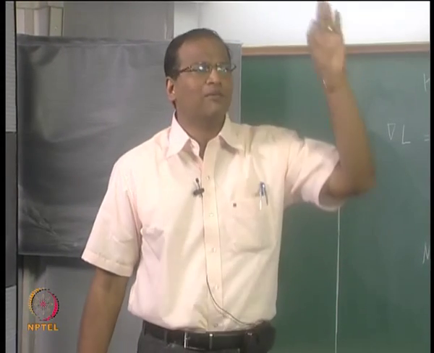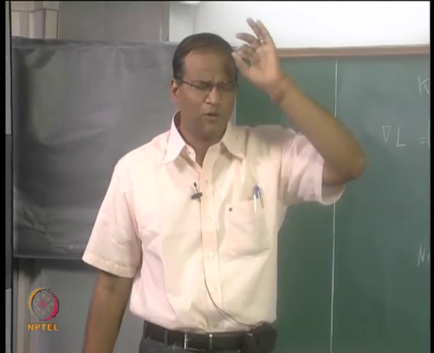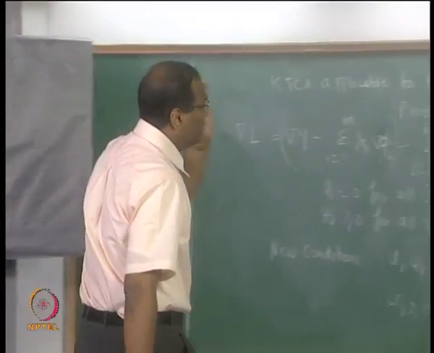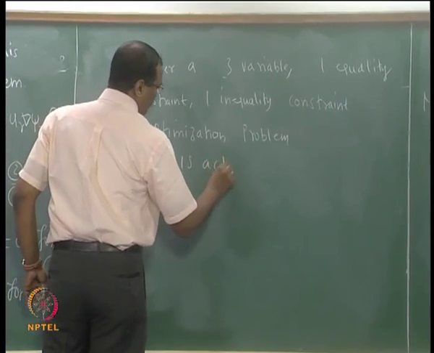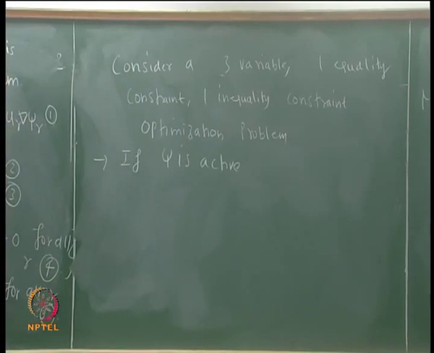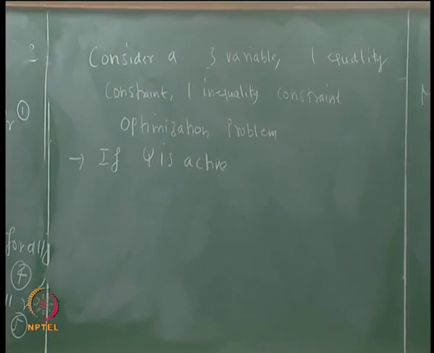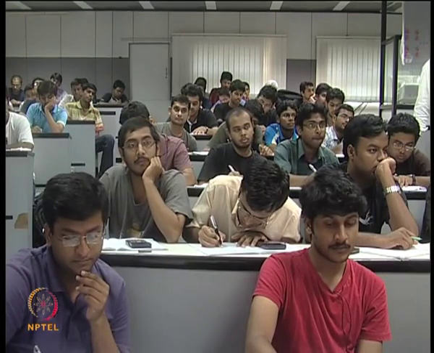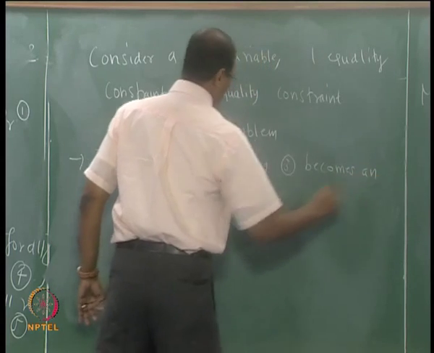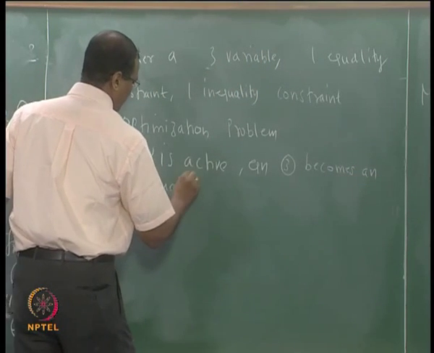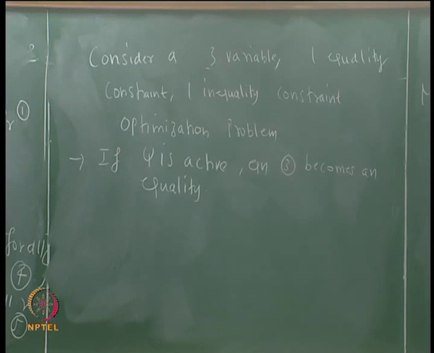Now, if you consider a 3 variable 2 constraint problem in which one is an equality constraint, one is an inequality constraint, if psi is active, equation 3 becomes an equality. And u may take on a positive value. This is basically the KTC, right? Okay.